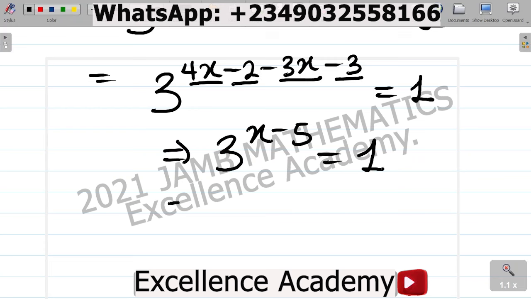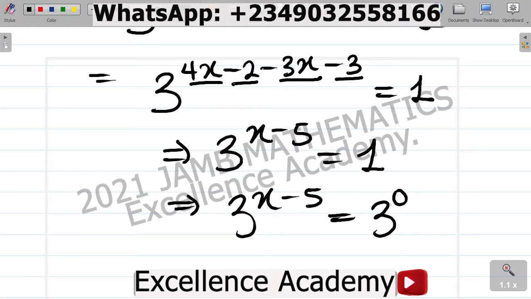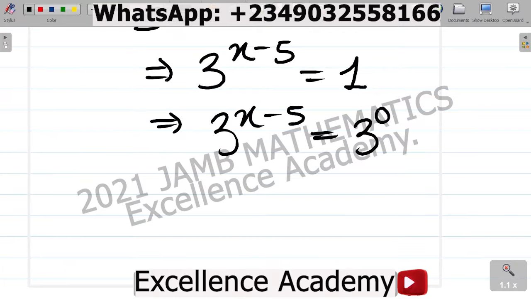The next thing we want to do here is to express 1 in terms of 3, right? And that becomes 3 to the power x minus 5 is equal to 1, which is 3 to the power 0. All right, 3 to the power 0 gives you 1. From here, this will cancel this. So you have x minus 5 is equal to 0.